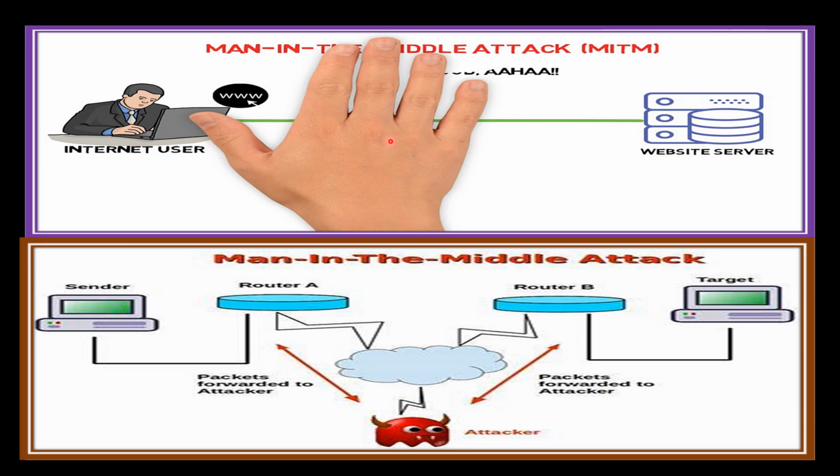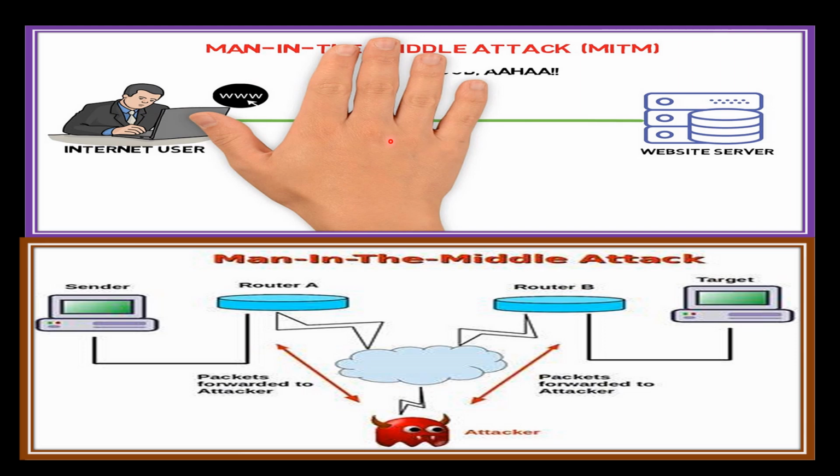So in the man in the middle attack, an attacker intercepts the communication between your smartphone and the Instagram servers. To carry out the attack, the attacker might set up a rogue Wi-Fi hotspot with a name similar to your trusted Wi-Fi network. Example, Instagram official instead of Instagram office. So when you connect to the rogue hotspot, the attacker can monitor all the data sent between your phone and the Instagram servers.